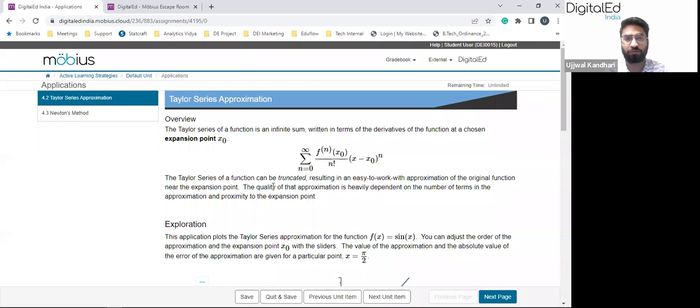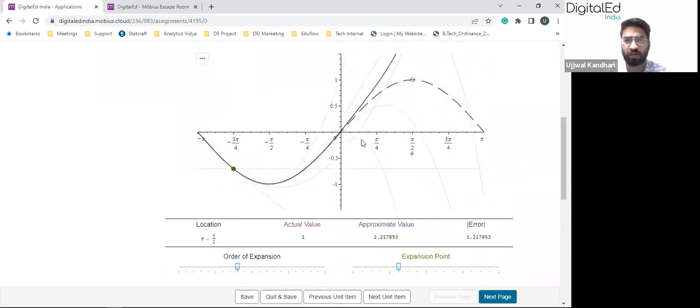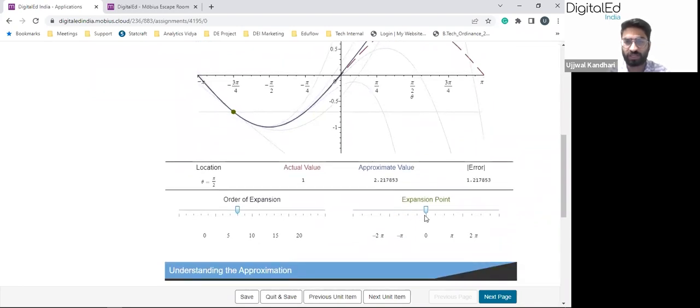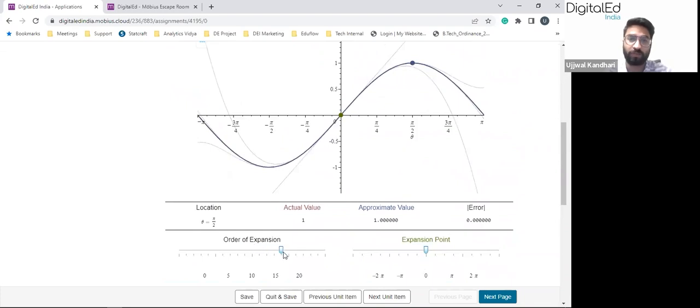Instead of just sharing the expansion for the Taylor series, the formula, get an application. The student switches around, okay, I change the order of expansion, I change the expansion point, I can now visualize what's happening. I can change how the error is changing. Now let's keep the expansion point at 0. The error is pretty high, right? I keep on increasing and the error keeps decreasing. And I can see it becomes a much better approximation.